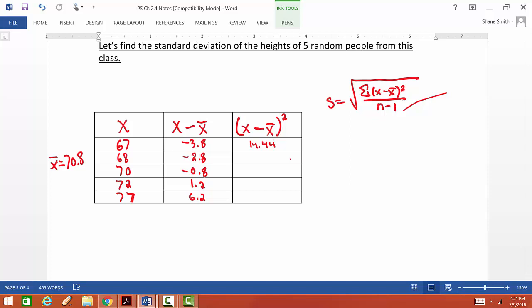and square it, we get 7.84. This is 0.64. This is 1.44. And the last one is 38.44.